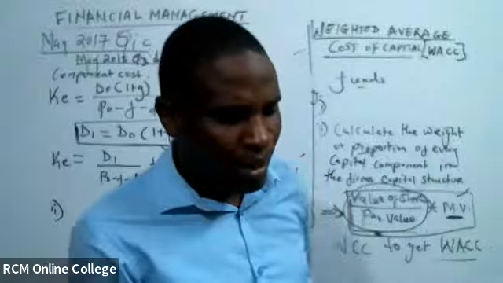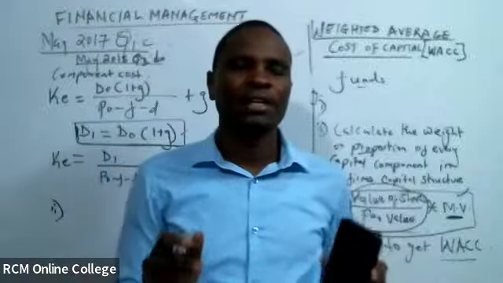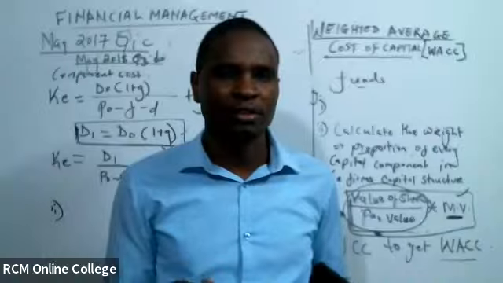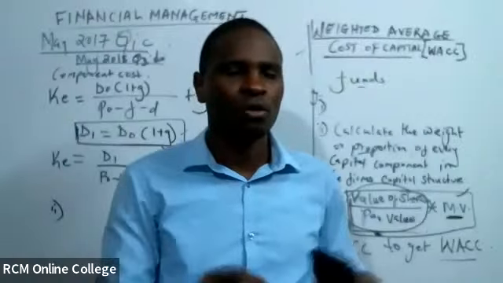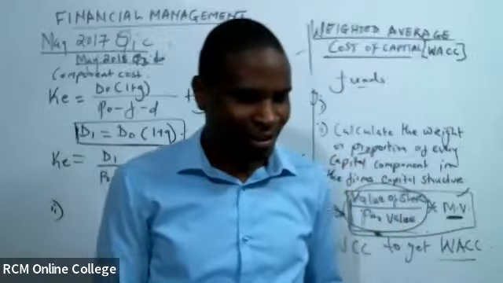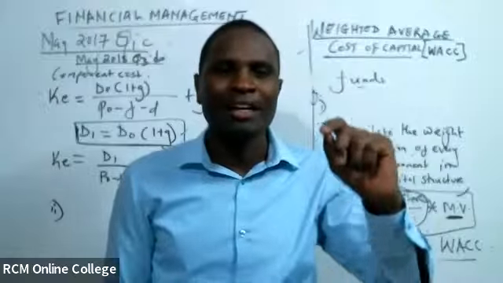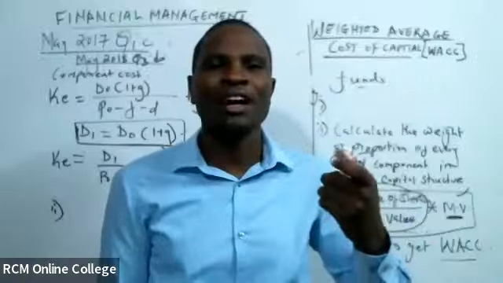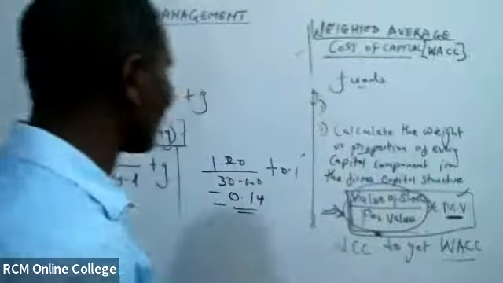Sasa nataka uangalie vizuri class. Whatever examiner gave us in regard to the preference share, what didn't he give us? Nini hakutupatia? What were we not given? And we need it. The par value. Ametupatia number of ordinary share na ametupatia value of share. Not ordinary share but preference share na ametupatia the value. Sasa alitaka tujitafutie par. Very important.